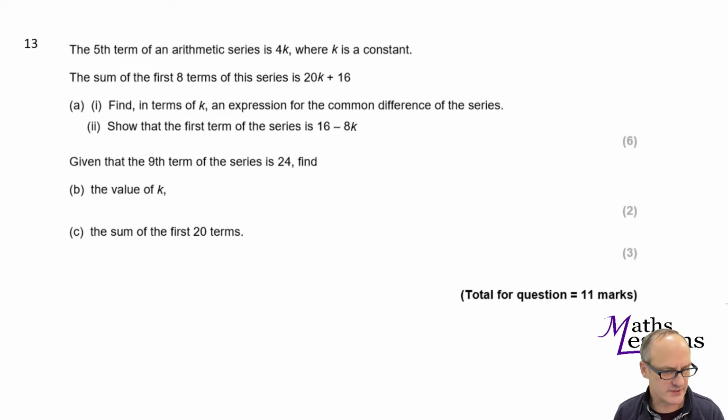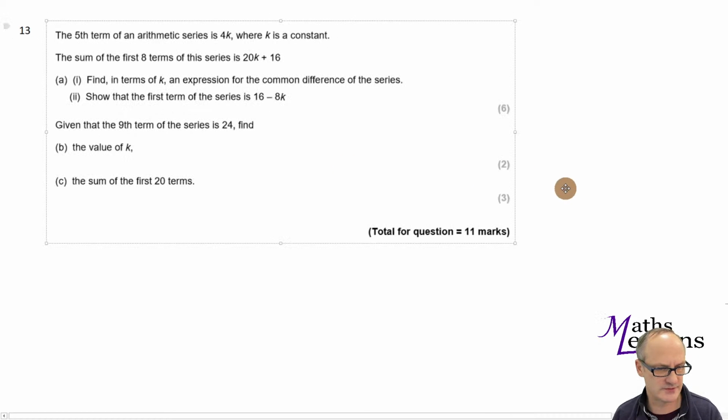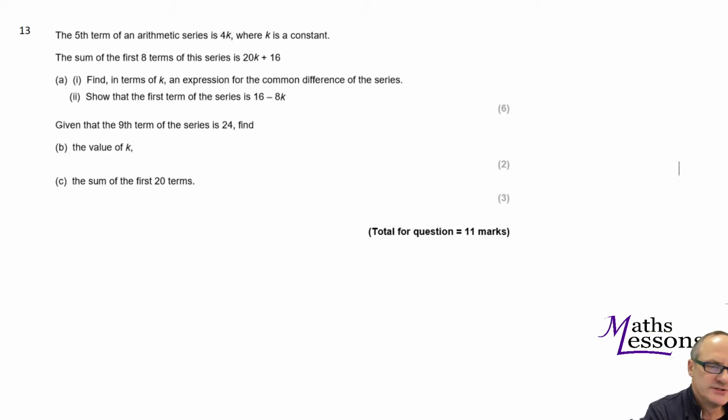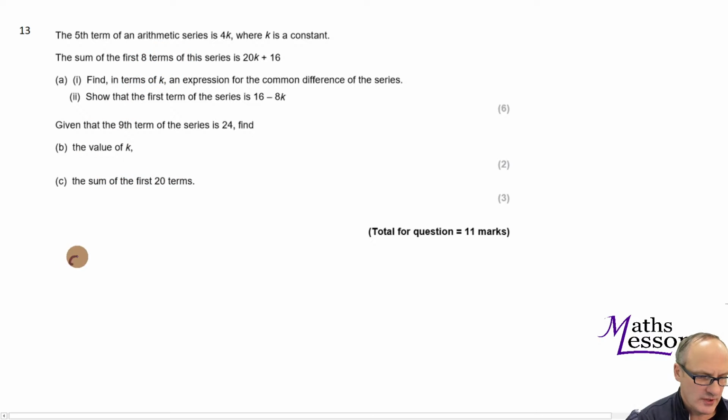Okay, so let's get into this question now. I'm just going to zoom out a little bit, give myself a bit more space to write. So we want the fifth term of an arithmetic series, which is 4k, where k is a constant. So what we've got here is the first term a plus 4 lots of d will equal 4k.